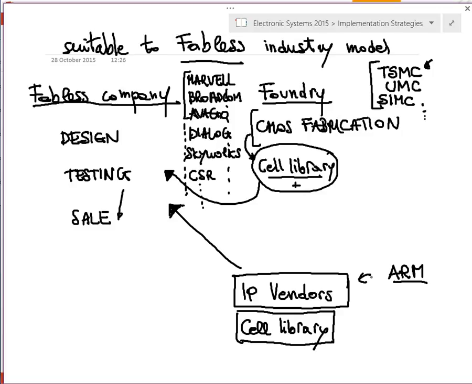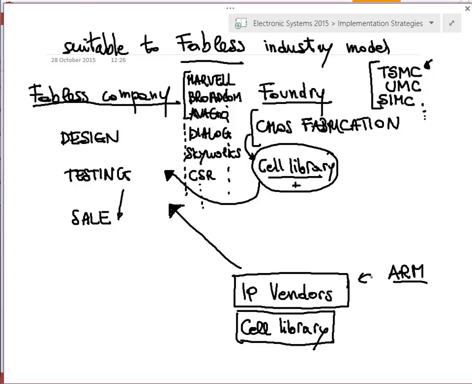Well, ARM is so big that it's not reasonable to put it between the IP vendors, but more or less the way it works is the same. So this is, let's say, the ecology of the different companies in this field.